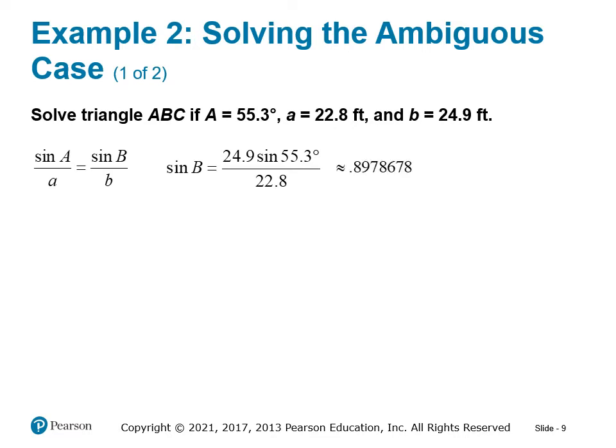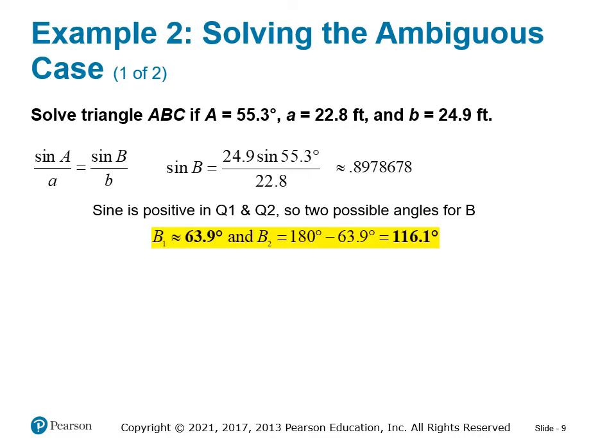Put it in our calculator and we get the sine of B equals 0.89768. So we know that that is a valid possibility. It's between 0 and 1. Using our calculator, we find the angles in quadrant 1 and quadrant 2 that would match that. In quadrant 1 we get 63.9, which is our reference angle, and then in quadrant 2 we get 116.1, and we find that second angle simply by subtracting the reference angle from 180 degrees. Okay.